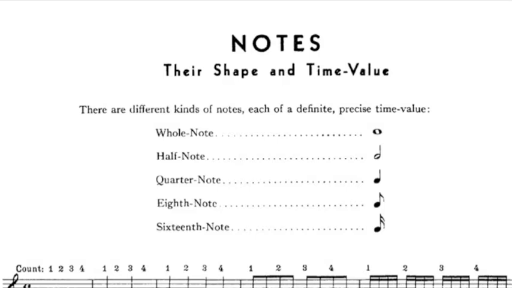If we cut the whole note in half, we have the half note, which looks like an empty circle with a stem. The quarter note is a black circle with a stem. The eighth note looks like a black circle with a stem and a flag. And the 16th note is a black circle with a stem and two flags.